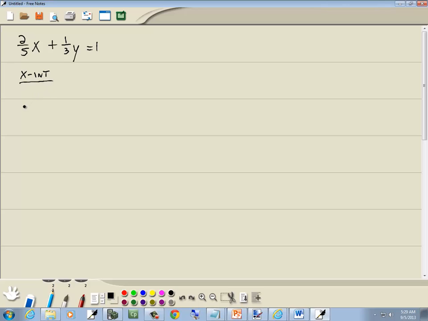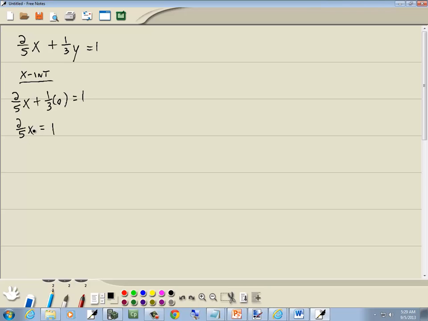Now, to find the intercepts, you always plug 0 into the other variable. So since we're finding the x-intercept, we're going to plug 0 in for y. So we've got 2/5 x plus 1/3 times 0 equals 1. Now 1/3 times 0 drops away, so we've got 2/5 x is equal to 1. And these are just linear equations we're solving here.